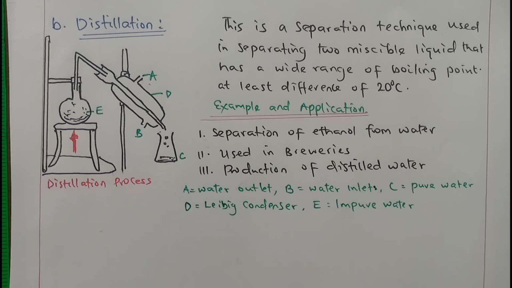And let me tell you, we don't have an industry that produces distilled water for the town. That is, the town water is not distilled water, because distilled water requires energy. Therefore, we don't use distillation in supplying town water, but distilled water is only used by chemists or industries. Therefore, we have industries that deal with production of distilled water.